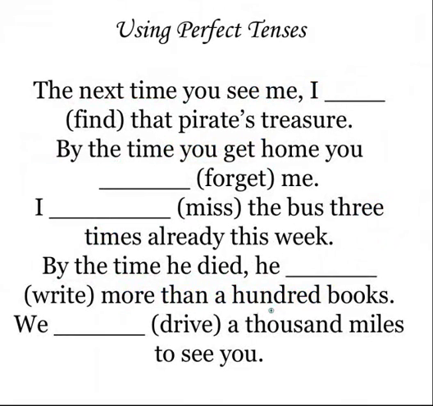All right, see if you can figure out which form of the perfect tense goes in these blanks. The next time you see me, I, some form of find, that pirate's treasure. By the time you get home, you, some form of forget, me. I, some form of miss, the bus 3 times already this week. By the time he died, he, some form of write, more than 100 books. And we, some form of drive, 1,000 miles to see you. Take a good look. Pause the video if you need to.